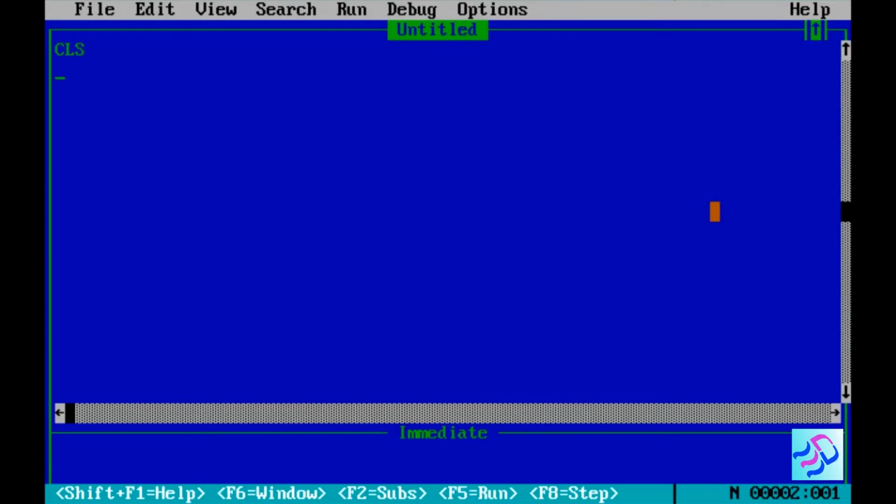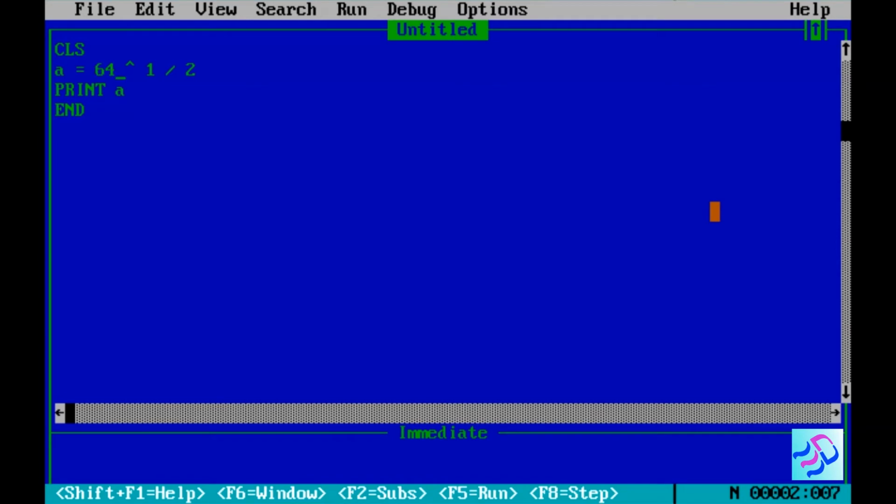Here CLS, to find out square root of 4, 4 is to the power 1 by 2. Okay, then print A and square root of 4 is 2, right? What about square root of 16? It's 4. What about square root of 64? It's 8, right? Now what about cube root? Simply, we need to change 1 by 2 to 1 by 3. What about 4 root? 1 by 3 to 1 by 4. What about 5 root? 1 by 4 to 1 by 5.